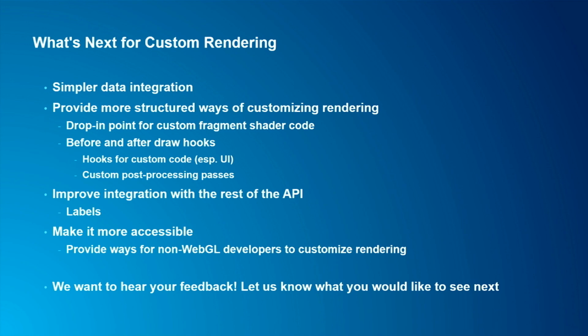Additionally, we want to provide more structured ways of customizing rendering. So we want to provide a drop-in point for custom fragment shader code, as well as before and after draw hooks that developers can use to do things like run their own UI code or maybe even implement their own custom post-processing passes. Additionally, we want to improve integration with the rest of the API. So things like labeling we think is a major opportunity here, and we think it would be great if developers could create their own labels and have those interact with the other labels that are on the screen.